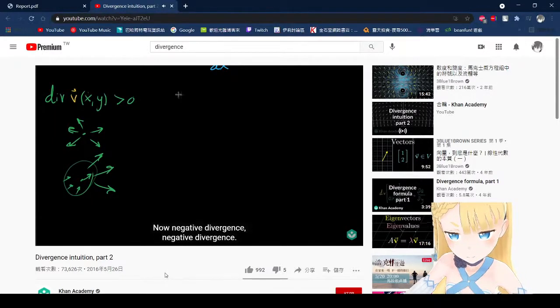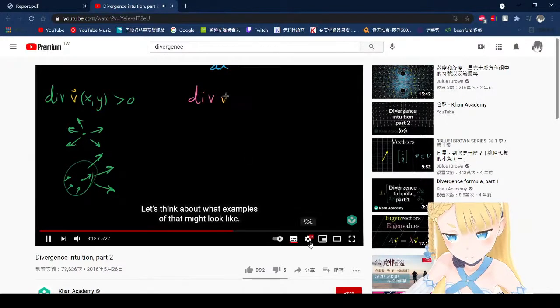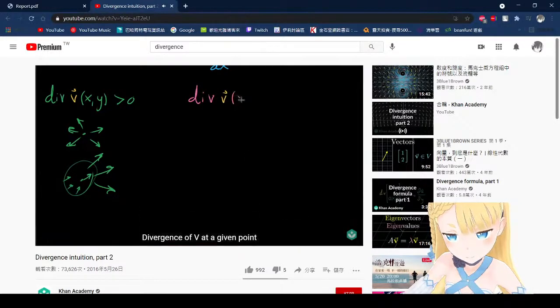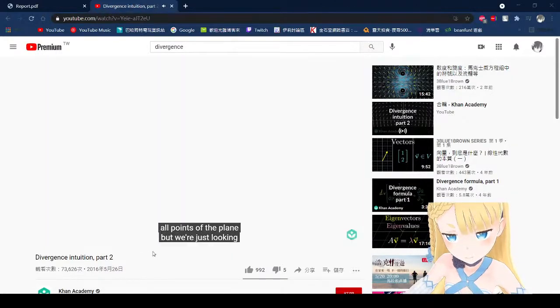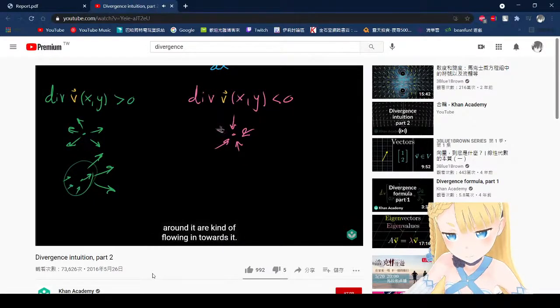Now negative divergence, let's think about what examples of that might look like. Divergence of v at a given point, and really it's something that takes in all points of the plane, but we're just looking at specific points. So if the divergence is negative, well, the quintessential example here is that nothing happens at your point, but all of the vectors around it are flowing in towards it.